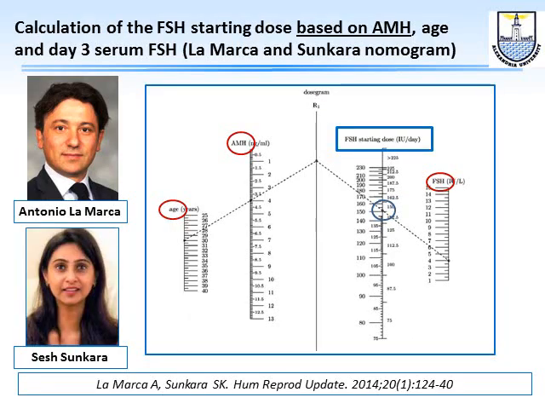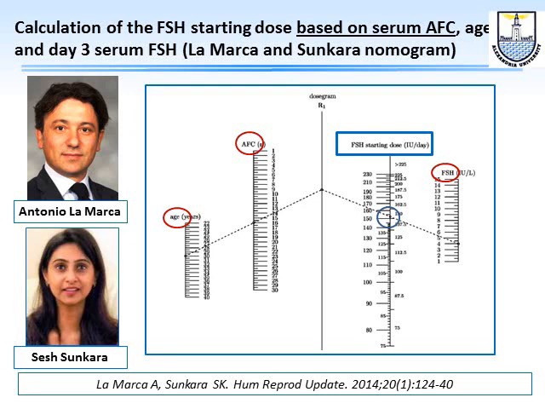The other question is, what dose should we be starting with? And La Marca and Sunkara came up with this nomogram, which is again based on the level of AMH. Now, what did they say? They said that if we know the level of AMH, and we know the level of FSH on day 3 of the cycle, and we know the age of the patient, then by drawing the lines, as you can see, we come up with the best starting dose, which in this case was 150 international units, which is 2 ampoules a day.